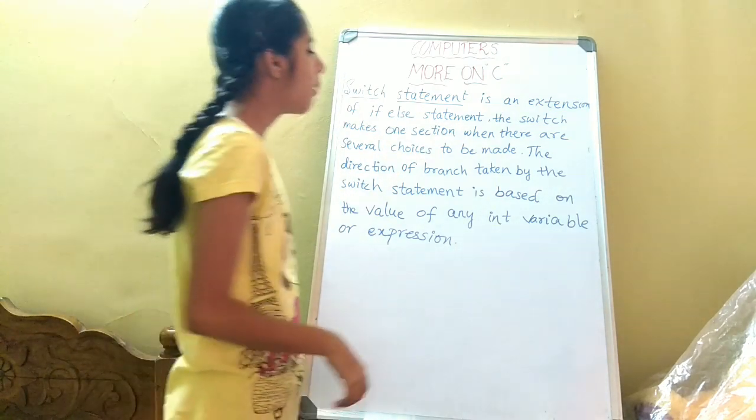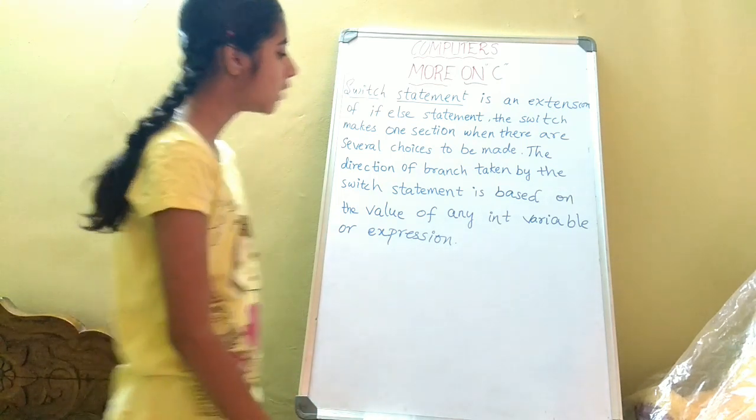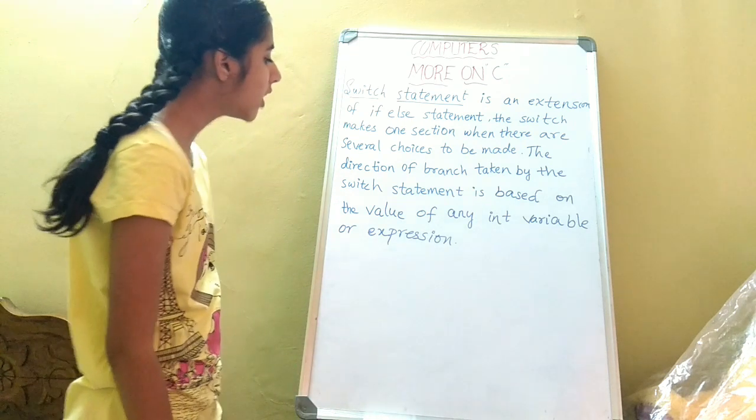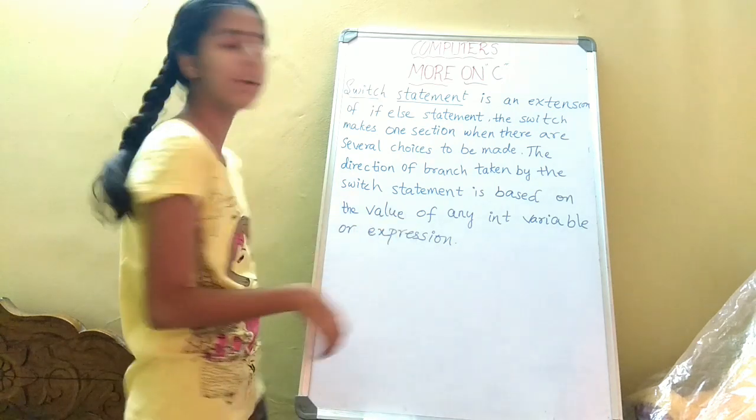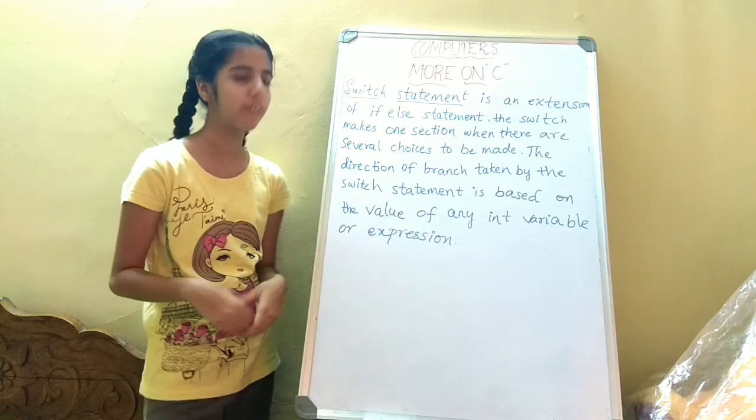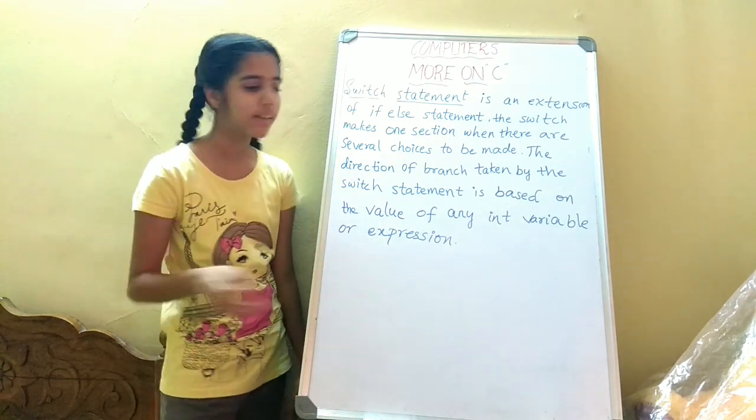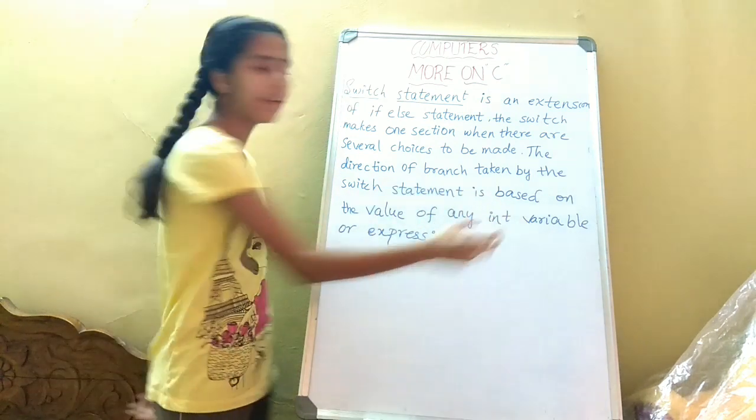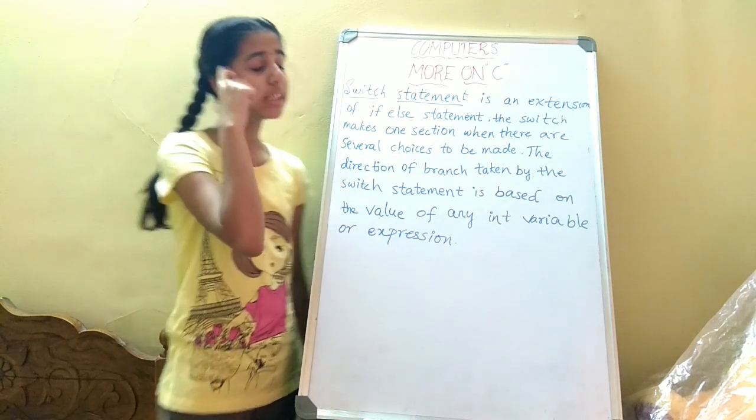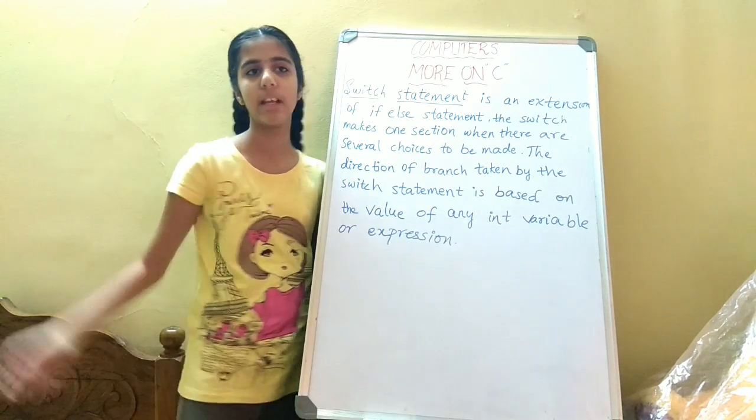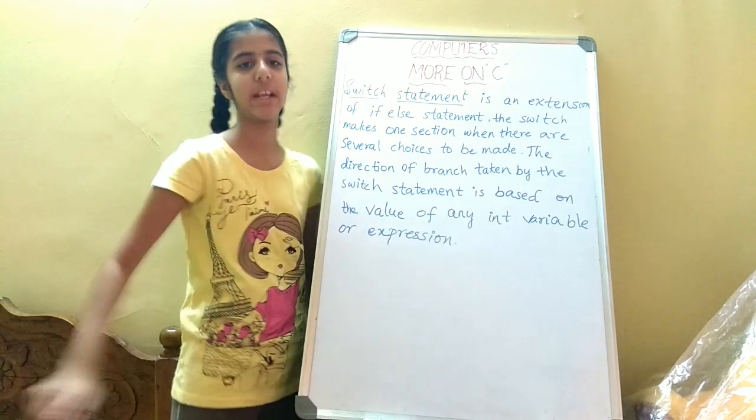The direction of the branch taken by the switch statement is based on the value of an int variable or expression. So the switch statement takes the value of an int variable or expression. You know int is one of the 32 keywords we discussed. In a few applications we use int main instead of void main, because in a few applications it won't work. That's why we use int main.